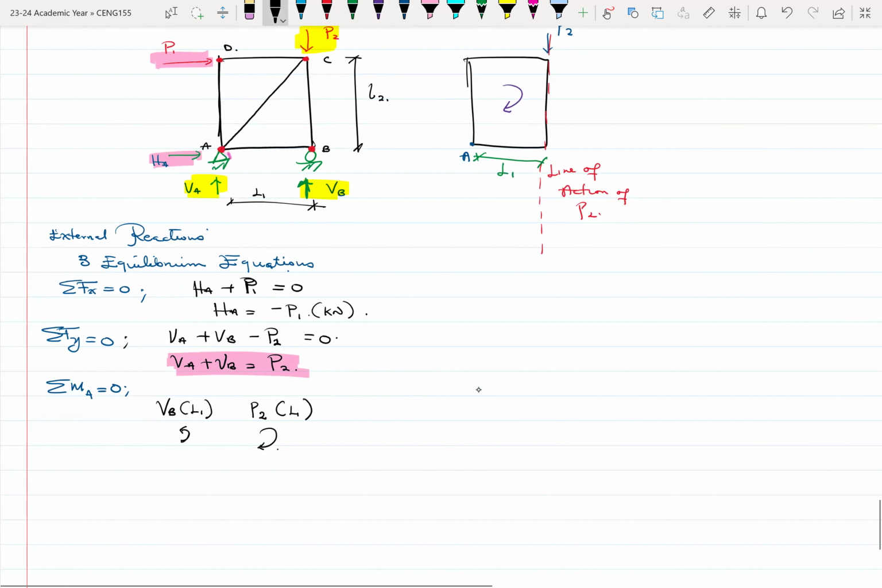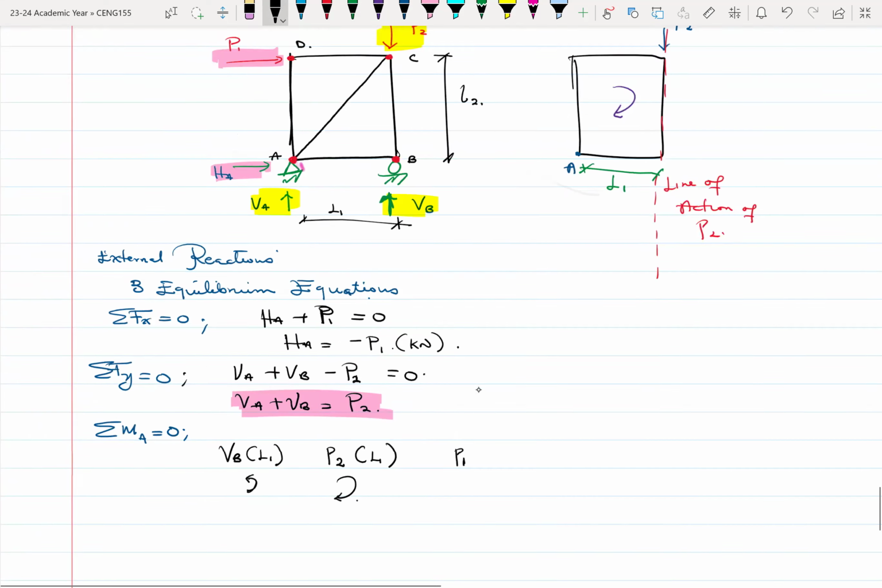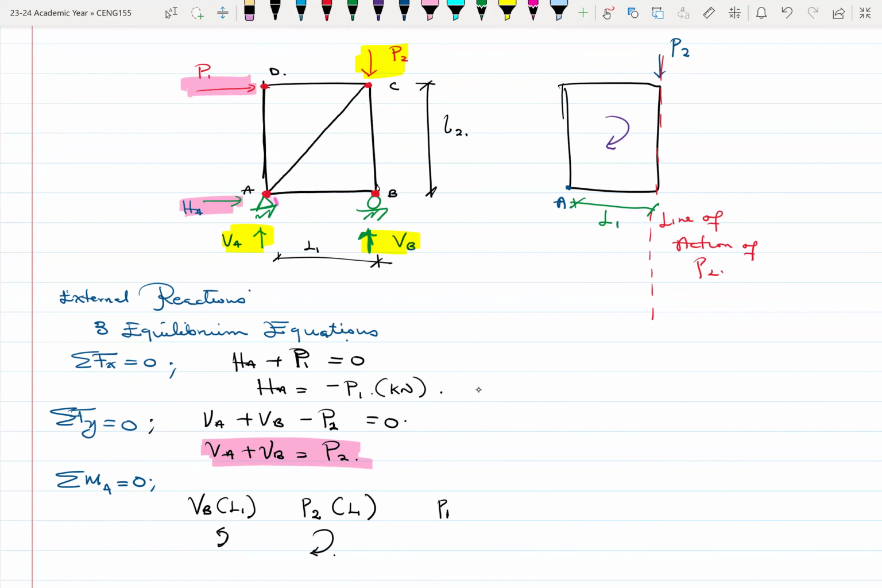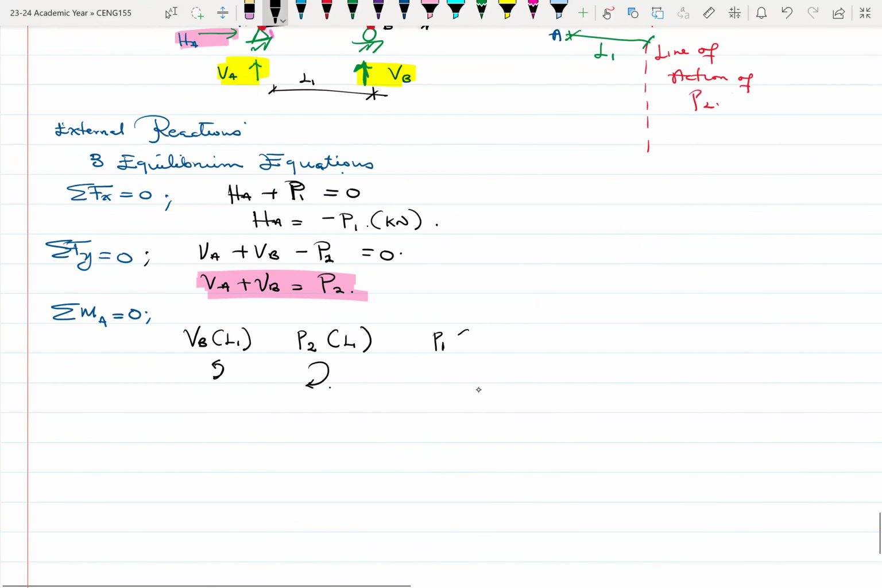Now we have P1 also. P1 is acting at D and it's going towards the right. It's also going to cause a clockwise rotation about A. And the perpendicular distance between P1 and A is this distance here, which is our L2. So it becomes P1 times L2, and that'll be clockwise. So all of this is equal to 0. It's up to us. You can make this a positive or negative, or vice versa, and it will still work.